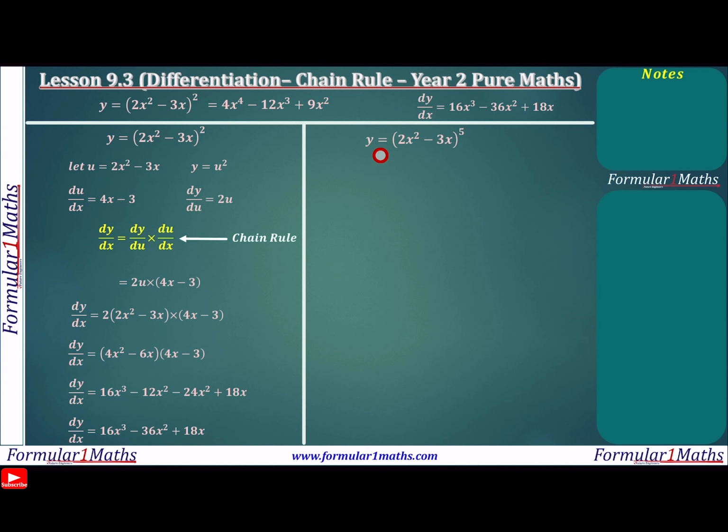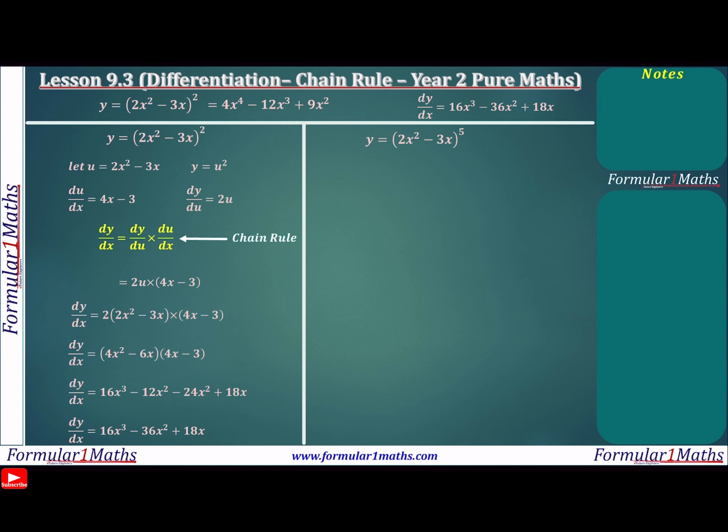Now, this kind of function is also sometimes referred to as a function of a function, because there are two functions within this function. The first function is this outer one here, (2x squared minus 3x) raised to the power 5. And the second function is the one contained in the bracket. Because of the nature of this function, this type of function is referred to as a function of a function. Now, we use the chain rule to differentiate a function of a function.